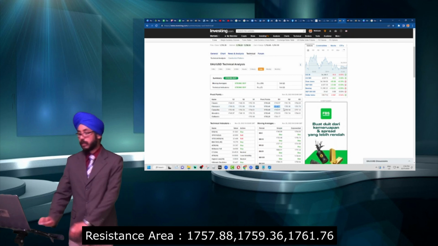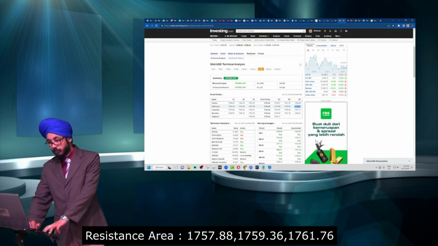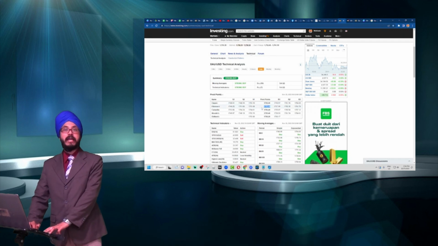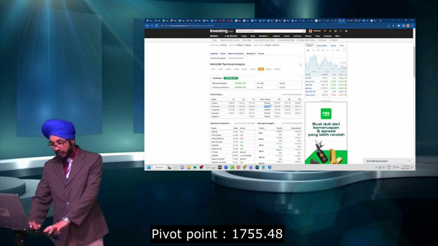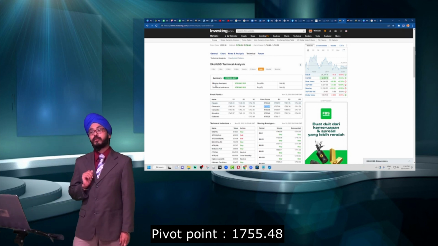And if we look at our resistance points, resistance 1 would be 1757.88, our resistance 2 would be 1759.36, and our resistance 3 would be 1761.76, and our pivot point would be at 1755.48. The first step is to look at our technical indicator.